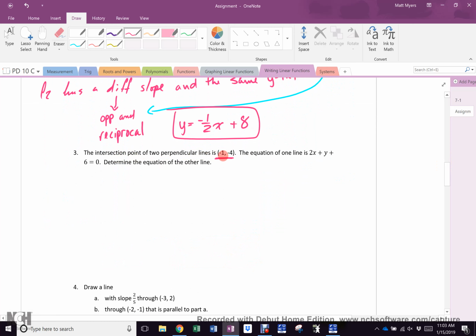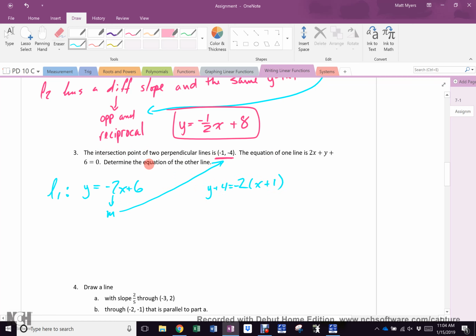I have a point. So line 1, y equals negative 2x plus 6. The other line, once I have that slope and that point, line 1 is y plus 4 equals negative 2(x plus 1).